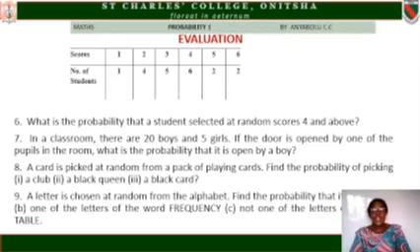9, a letter is chosen at random from the alphabet. Find the probability that it is (i) one of the letters of the word frequency, (ii) not one of the letters of the word table.